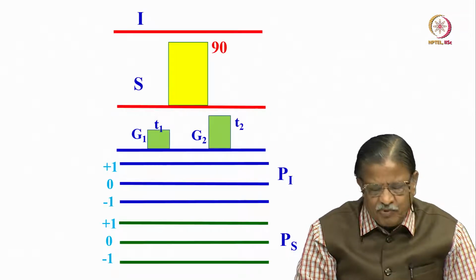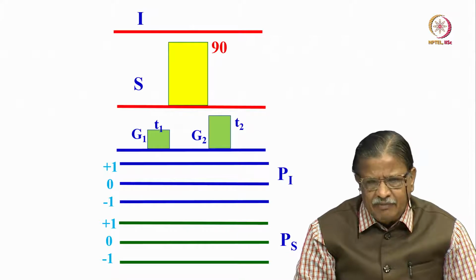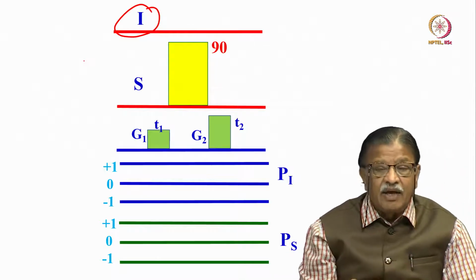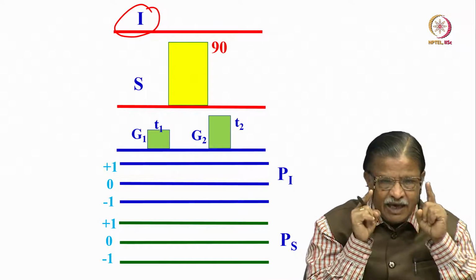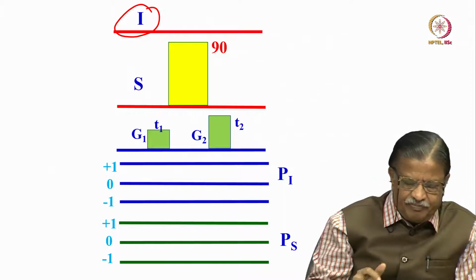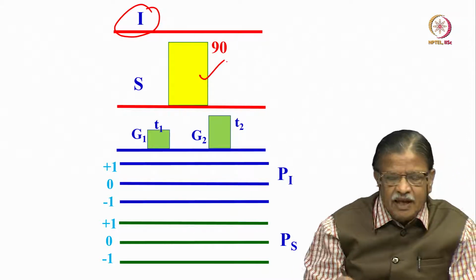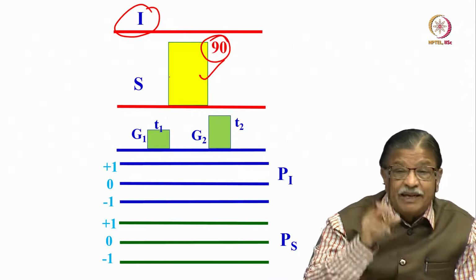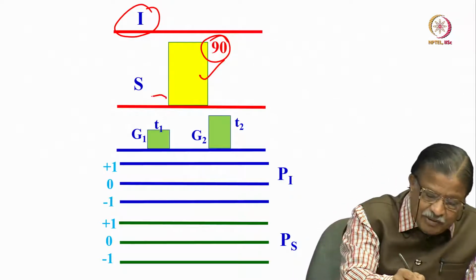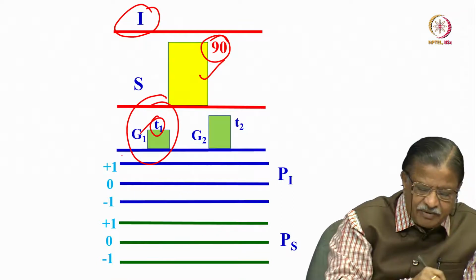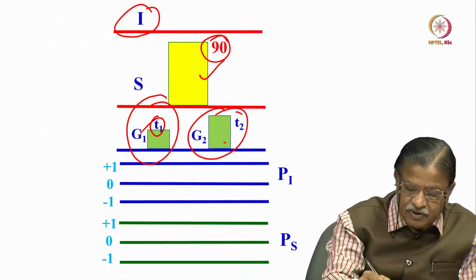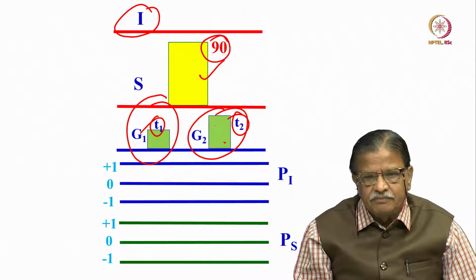Now I am going to put a diagram like this. This is the I spin. Notice I have not applied any pulse on the I spin. No need to apply a pulse, but they are coupled. And this is the S spin. On the S spin I am applying a 90-degree pulse. The gradient before the pulse is G1 for T1. The gradient after the pulse is G2 for the duration T2.